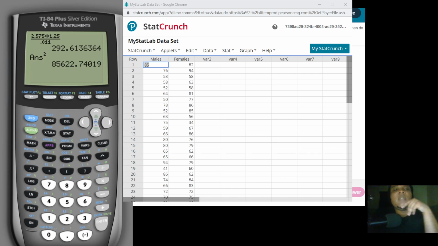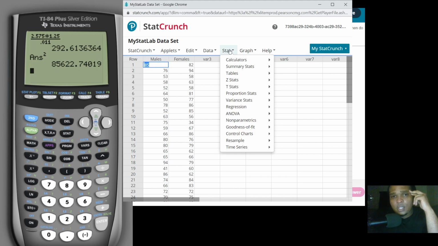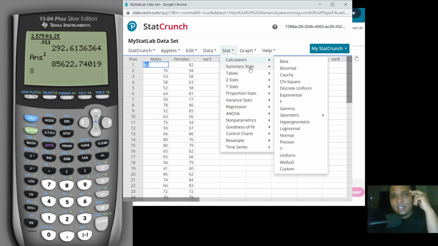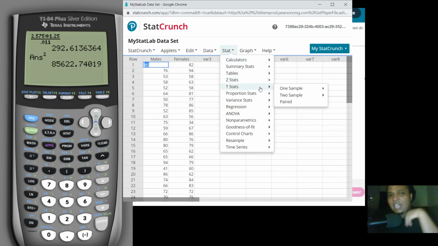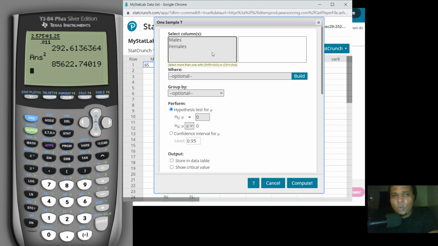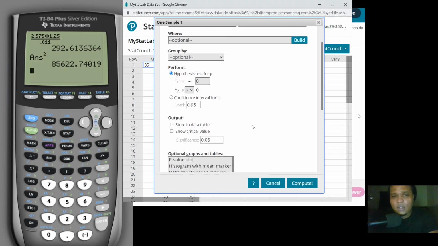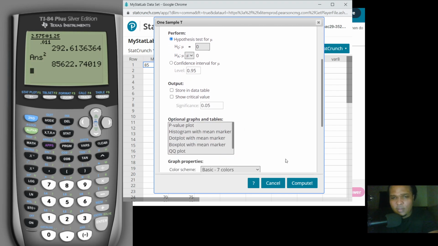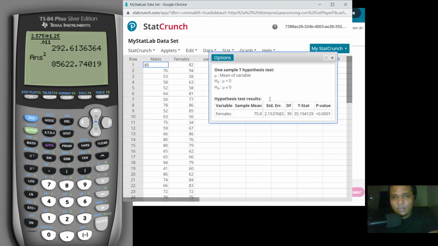Okay, so we're only focused on the females, right? So you remember the statistics that we need? We need the mean, standard deviation, and we're golden. So to find the mean and standard deviation in StatCrunch, you go to Stat. I believe we can go to Z Stat or T Stat. It doesn't matter which. Let's do one sample with data. We're going to choose females. And don't worry about all that other stuff. Let's just hit compute. We came here for the mean and standard deviation.